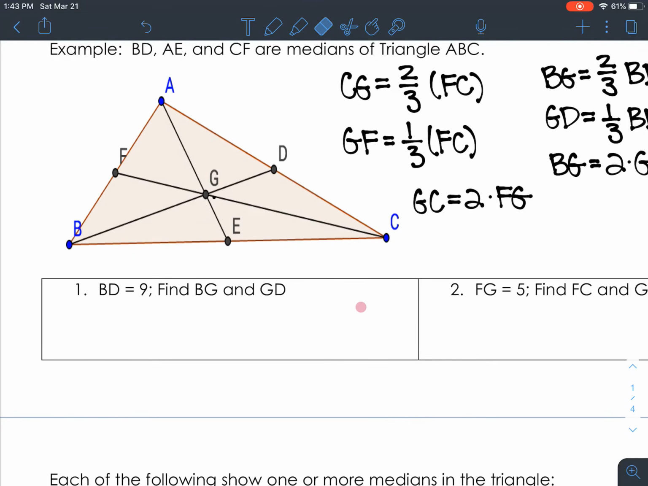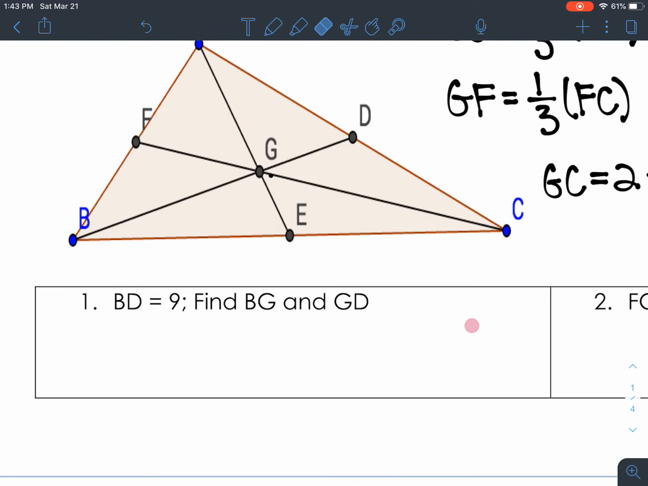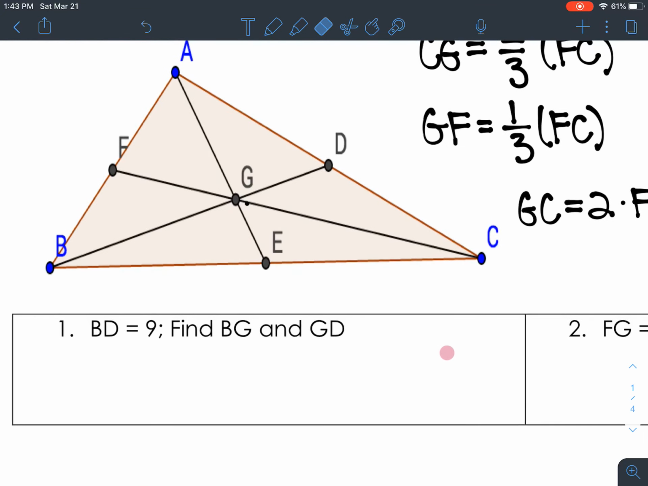Okay, so let's apply this now. Let's look at BD. We're going back to this triangle. Let's look at BD. It's giving us the full distance of BD is 9.